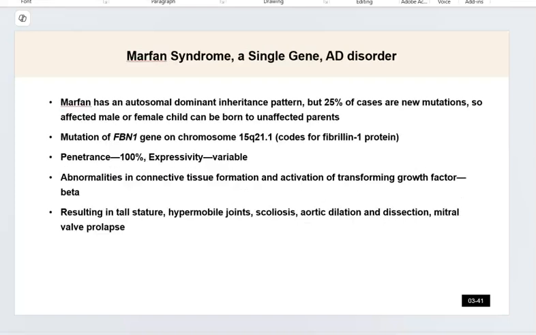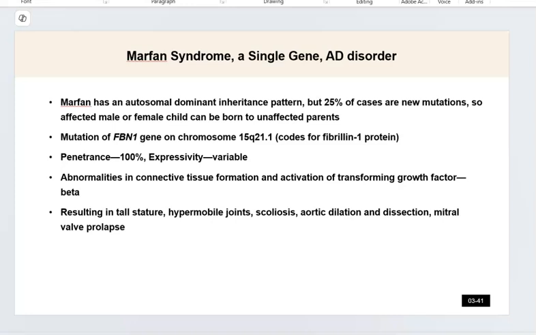Marfan syndrome. Okay, these are examples now that the book wants us to relate to. So Marfan has an autosomal dominant inheritance pattern, but 25% of cases are new mutations. So an affected male or female child can be born to unaffected parents. So yes, it's typically genetic, but it can also be just a spontaneous mutation.